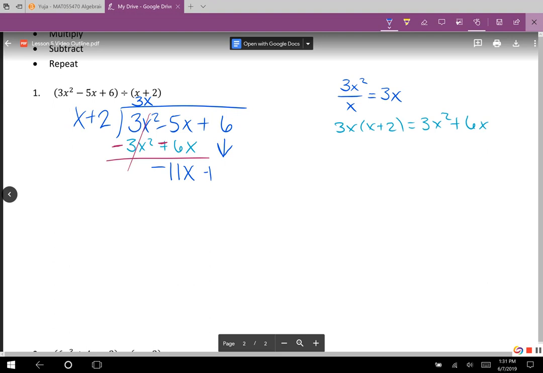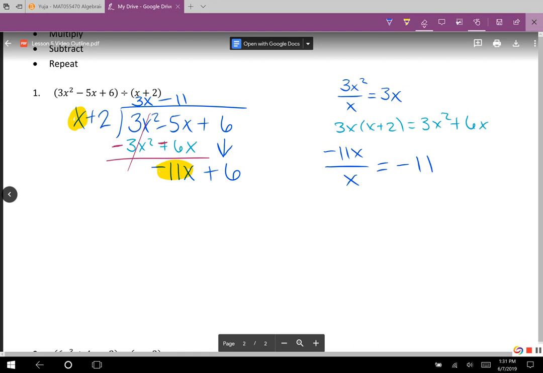Once again, to start to do the division, we look at the first terms only. So we have to figure out what is negative 11x divided by x. That's negative 11. I'm going to write that down on the top. And then I'm going to go through the exact same process. I'm going to multiply.